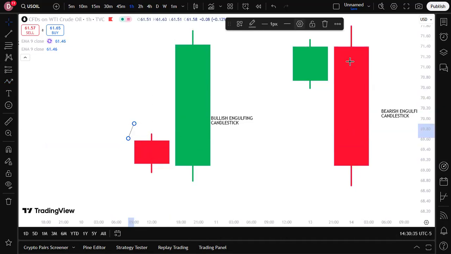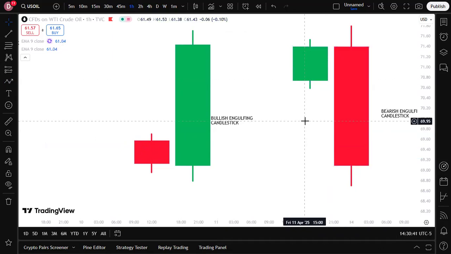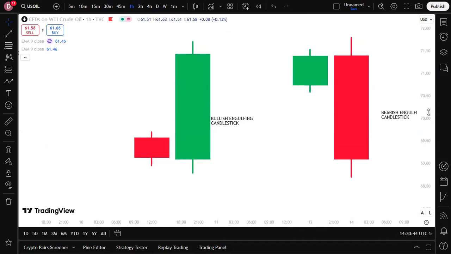So same thing here. This is our bearish engulfing candle. See, it's engulfed. A candlestick is called an engulfing candle only if it engulfs the candlestick before it. For instance, now this is a bullish candlestick. This one is only called an engulfing candlestick if it covers the whole of this one. That's when it's called an engulfing candlestick.